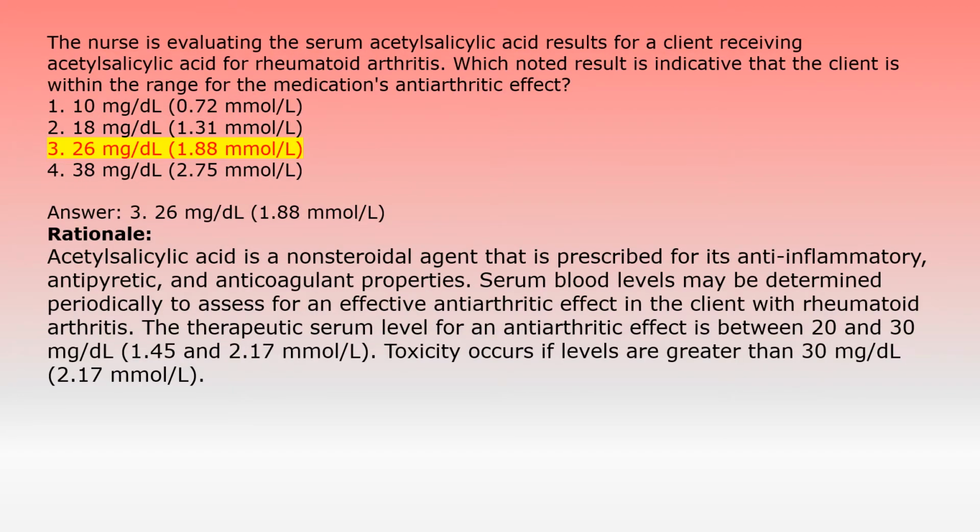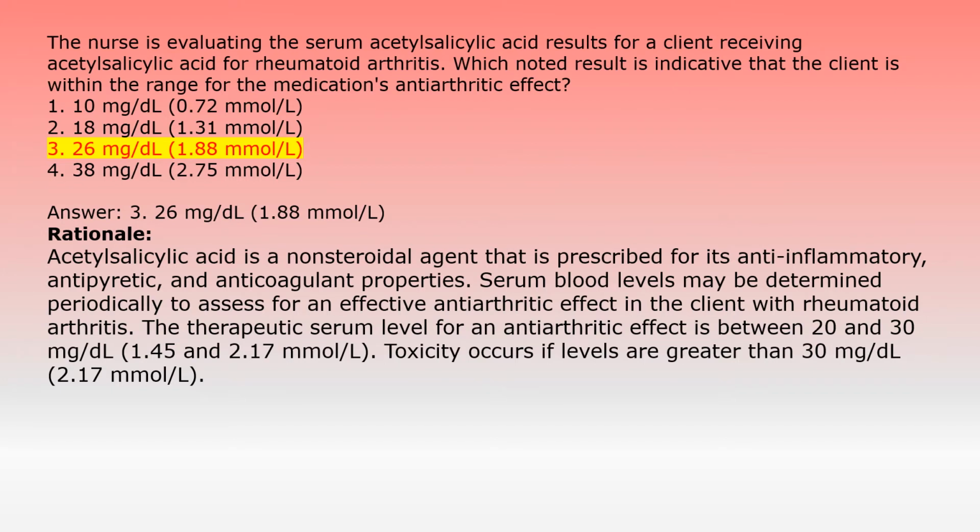Answer. 3. 26 mg per deciliter, 1.88 mmol/L. Rationale. Acetylsalicylic acid is a nonsteroidal agent that is prescribed for its anti-inflammatory, antipyretic, and anticoagulant properties. Serum blood levels may be determined periodically to assess for an effective antiarthritic effect in the client with rheumatoid arthritis.